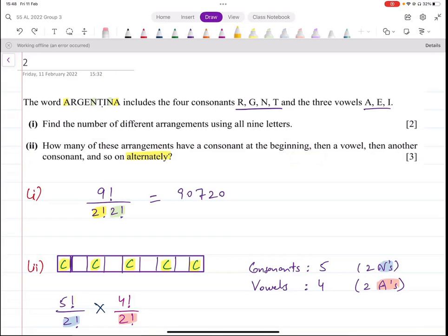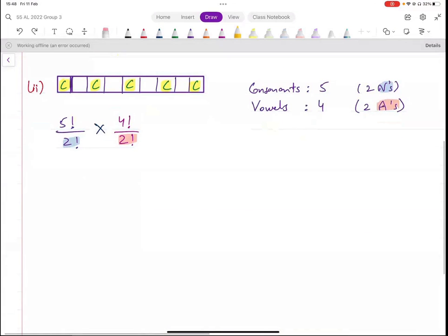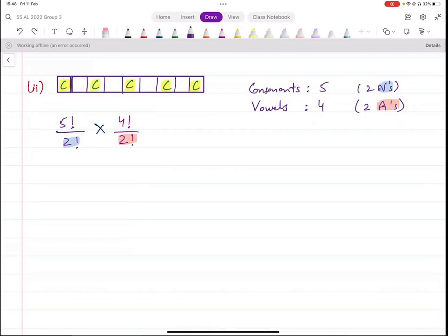Does that make sense? Similarly for vowels, we have one vowel here, another here, another here, another here. Their positions are also fixed. They cannot change. So they have only 4 options. Here there are 4 possibilities, then 3 possibilities, 2 and then 1. So that's where this 4 factorial is coming from.